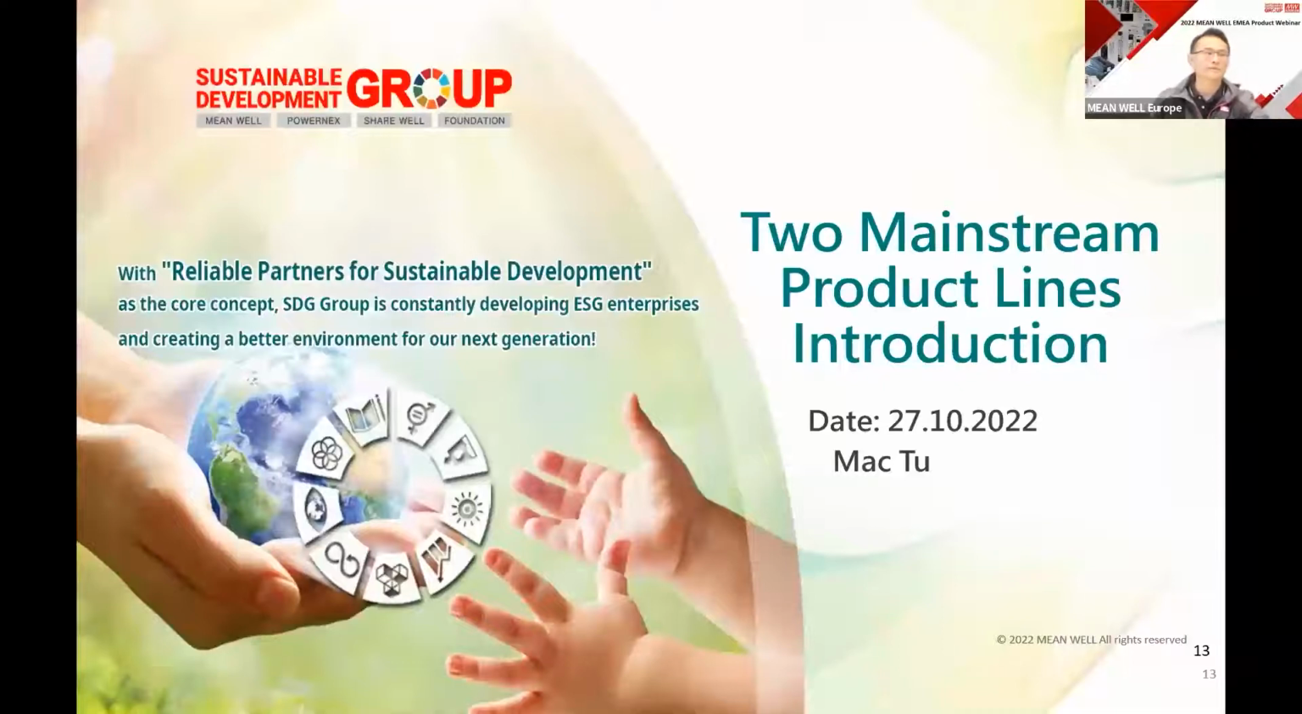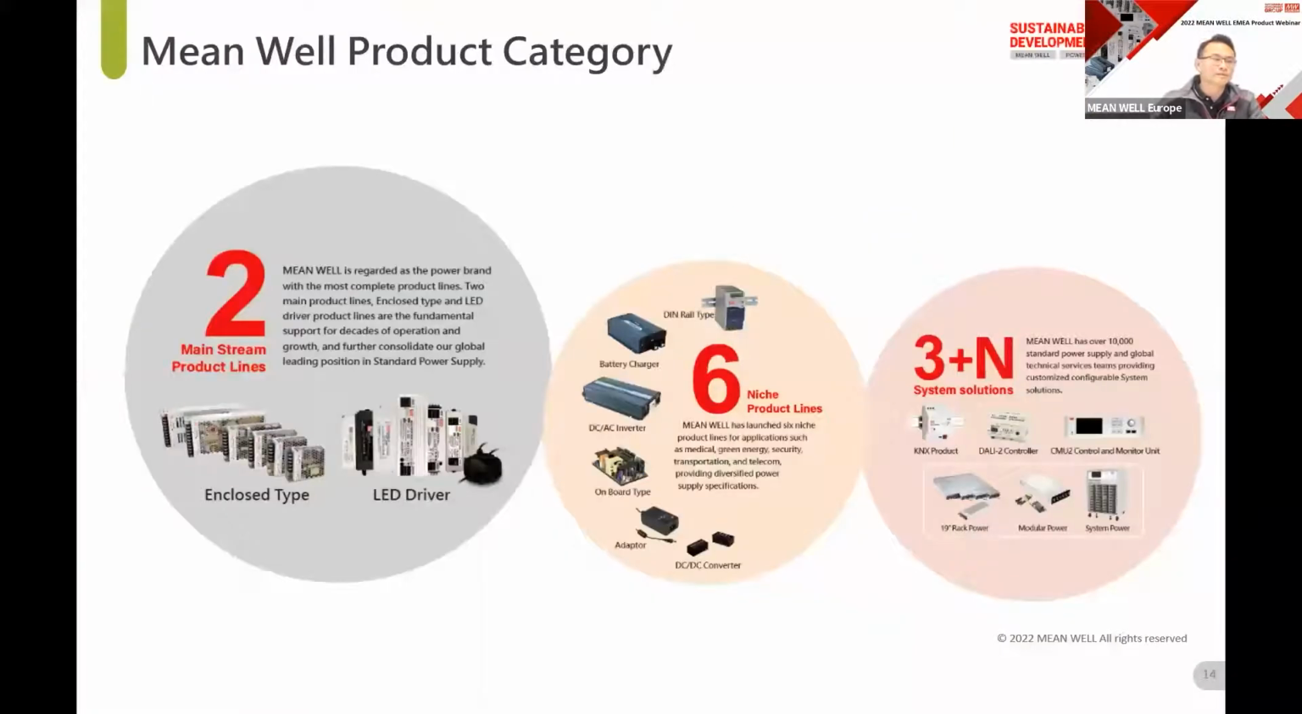Okay, good morning, everybody. This section, I will introduce you to mainstream product lines. Meanwhile, products are divided into 3 groups: 2 mainstream, 6 niche, and 3 plus N. The 2 mainstream product lines are the enclosed type and the LED driver.